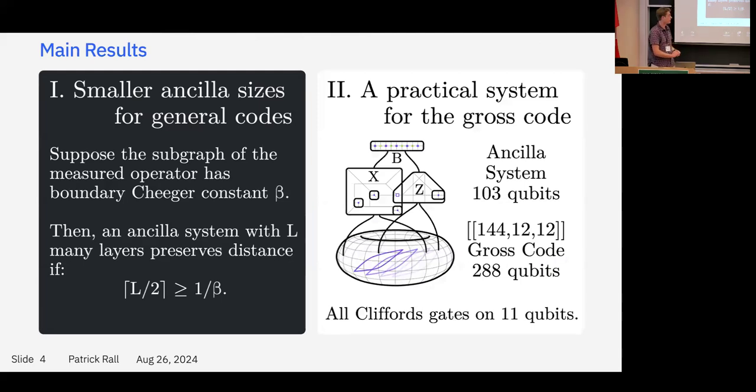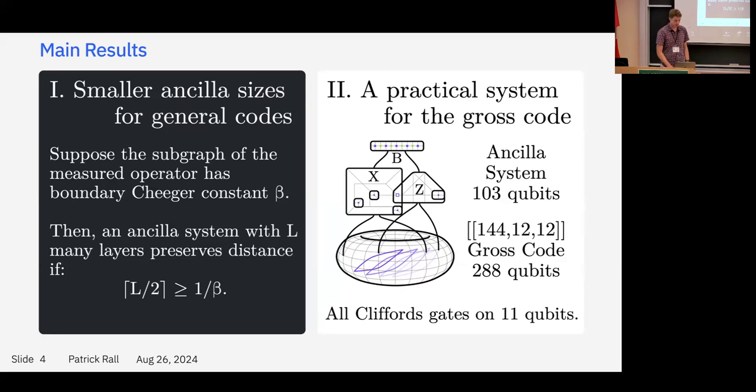So we give a particular example of logical operators that you can measure using an ancilla system with really not too many additional qubits, another 100 physical qubits that are required. So both checks and additional data qubits. And this gives you access to some family of quantum measurements on your code. And we show that this family of measurements suffices to implement Clifford gates on all but one of the logical qubits within the code.